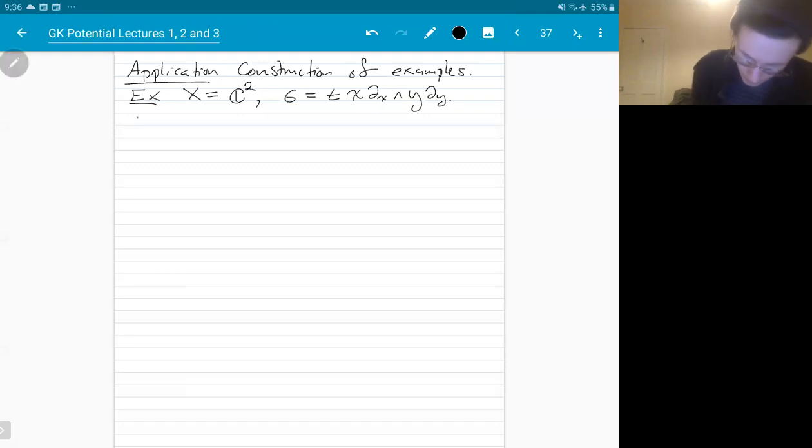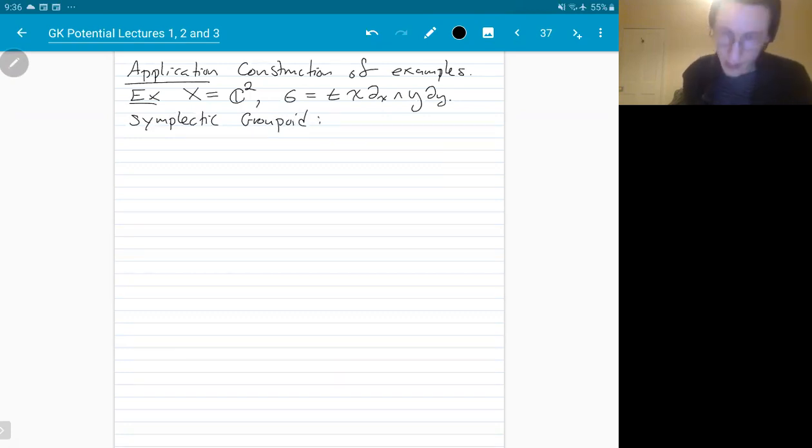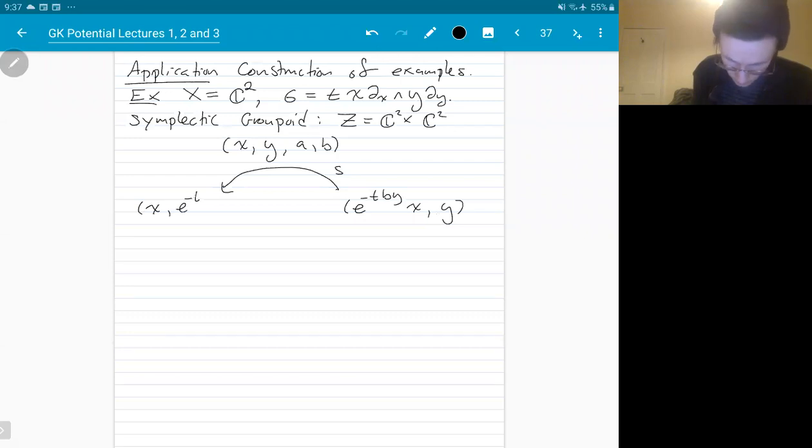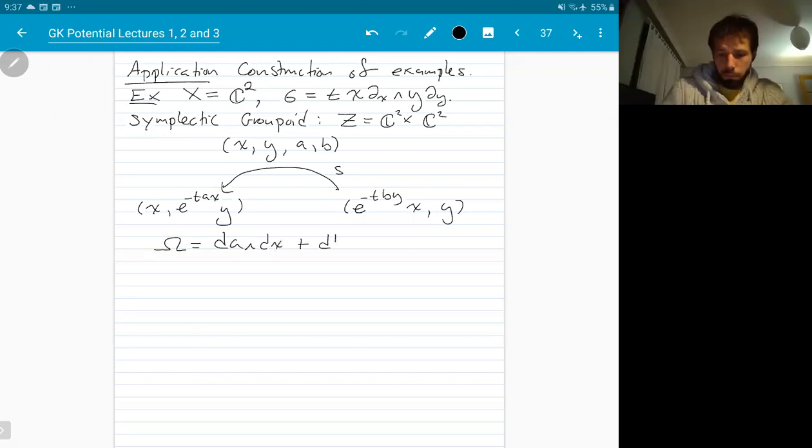In this case, the symplectic groupoid has a global Darboux chart. So I'm going to write the symplectic groupoid with the global Darboux chart. As a space, it just looks like C2 times C2 with coordinates x, y, a, b. And remember, we have these two maps going to C2. One of them I'll call s. It takes x, y, a, b to e to the minus t b, y times x, y, and something similar on the left. And in terms of these coordinates, the symplectic form is da wedge dx plus db wedge dy.